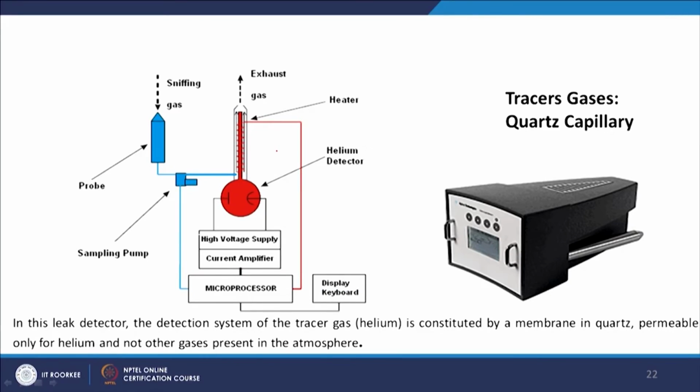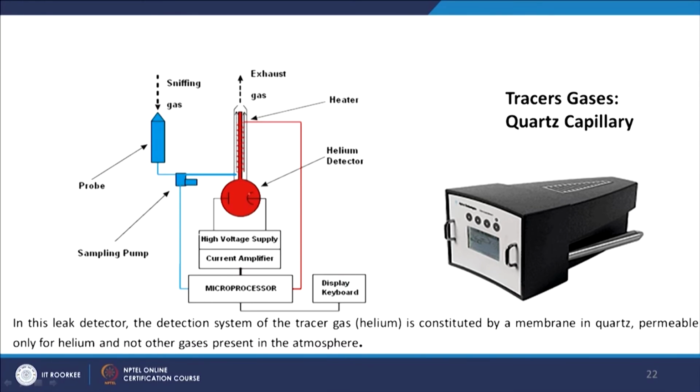Now, this tracer gas system can also be based on a quartz capillary, like this instrument shown here. Here the sniffing gas enters through this inlet, which acts like a probe, and this probe is connected to a high voltage supply and a current amplifier. Finally, this is connected to a microprocessor, and the microprocessor displays the change of the current.